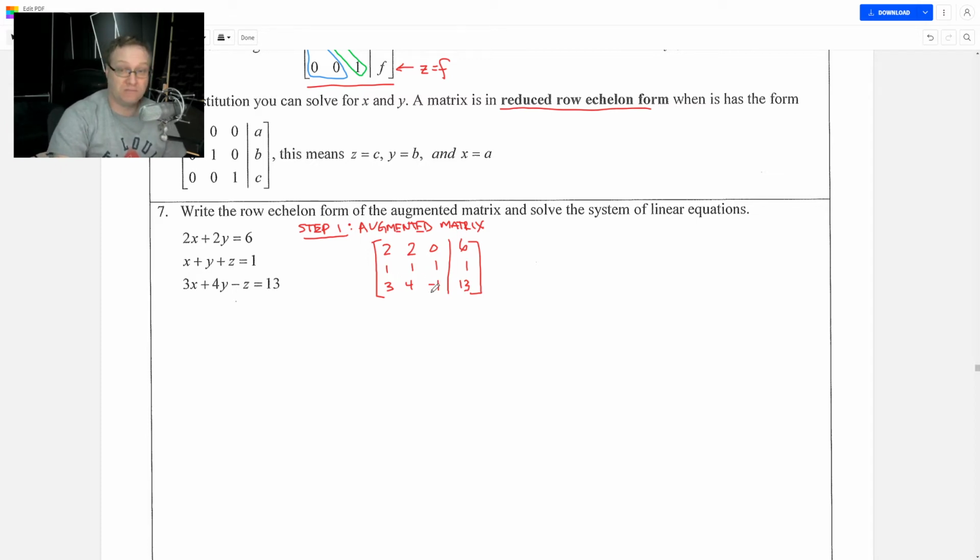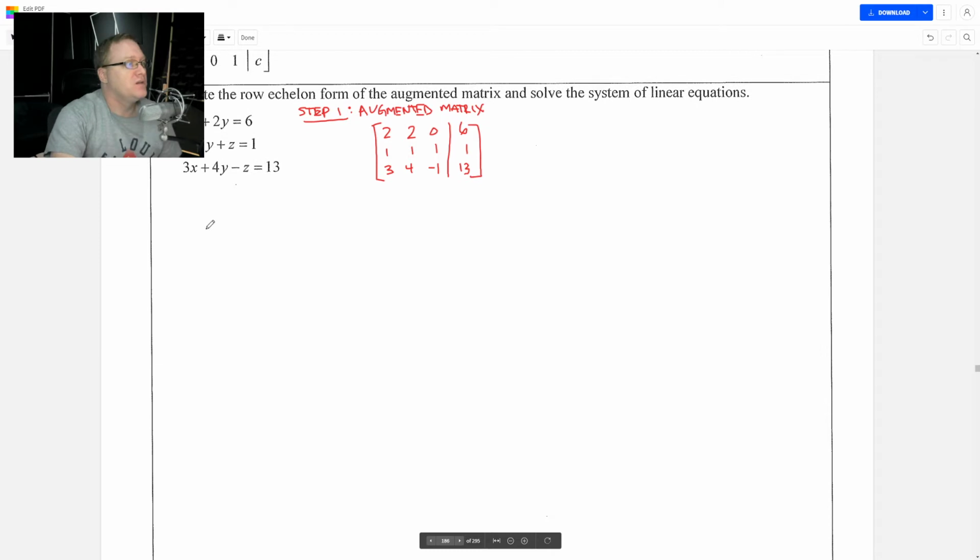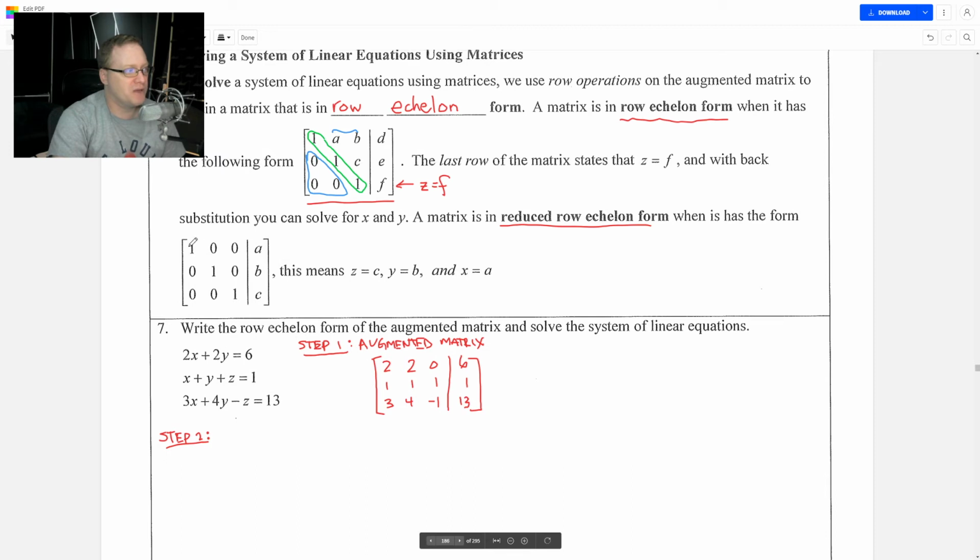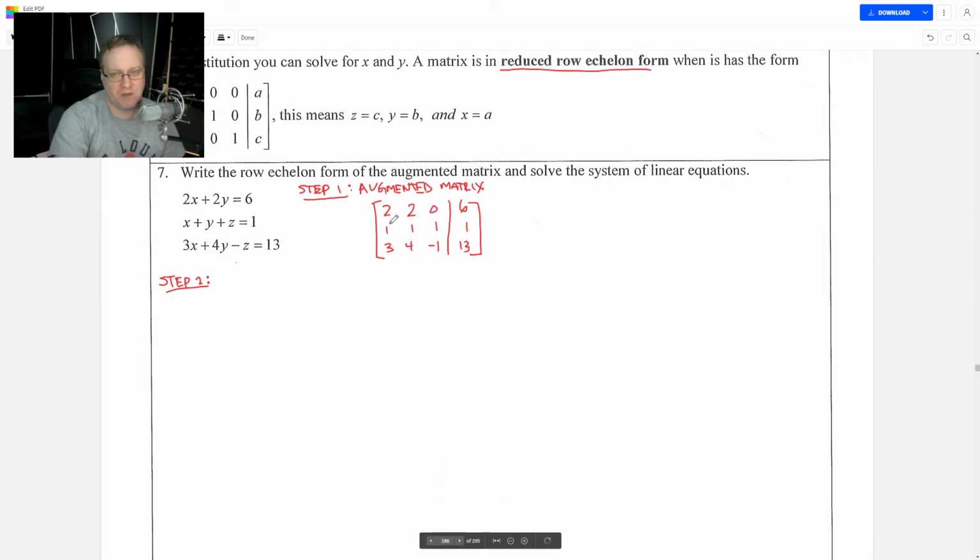Pretty easy, right? No problems there. Let's go on now to step 2. All right, so we have step 2 now. What is step 2? Step 2 is that we want to make the first row, first column, so this one right here, a 1. We want it to look like this. So we need to make this into a 1. So that's the next step.